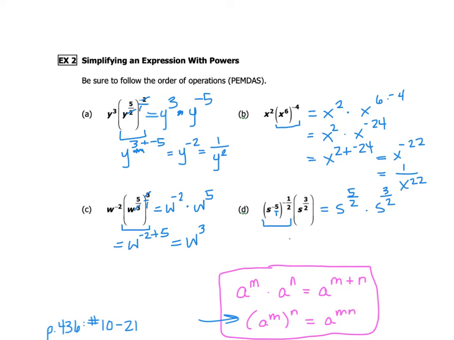Now I'm going to use my product rule. This will give me S to the 5/2 plus 3/2 power, which gives me S to the 8/2 power. Remember, keep your common denominator. 8 divided by 2 is 4, so this is S to the 4th power.